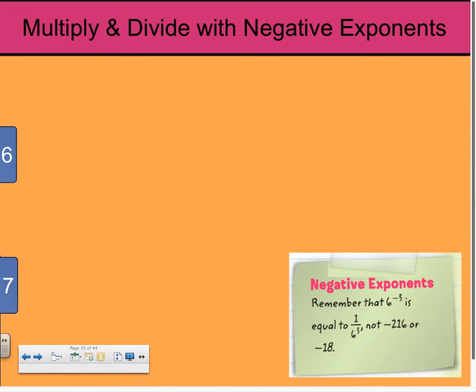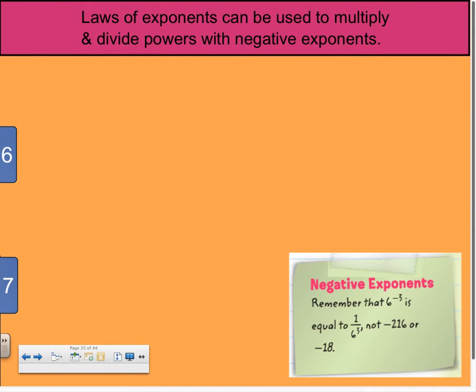We're going to do 2 more examples, and then you should be ready to tackle the homework. What do we do when we multiply and divide with negative exponents? So we've talked about exponents, talked about how to rewrite negative exponents. Okay, now how are we going to use them? Well, the laws of exponents can be used to multiply and divide powers with a negative exponent.